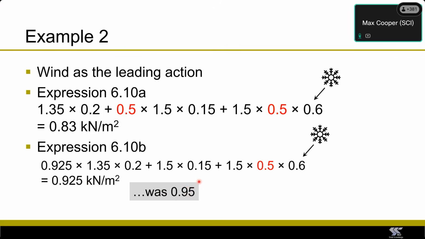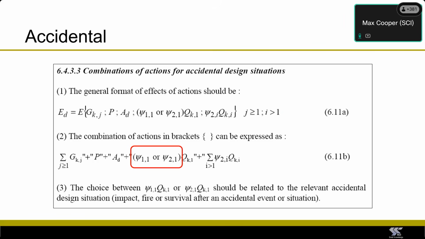So hopefully that's cleared up questions about the permanent and transient states. We'll now have a look at the accidental and seismic combinations. So here is the expression 6.11b from EN 1990, and this is the accidental load combination of actions. I'll just step through the different components again, going from left to right. First of all, we have the permanent actions. Now, the key thing to highlight here is that they are unfactored. So there is now no gamma G anymore.